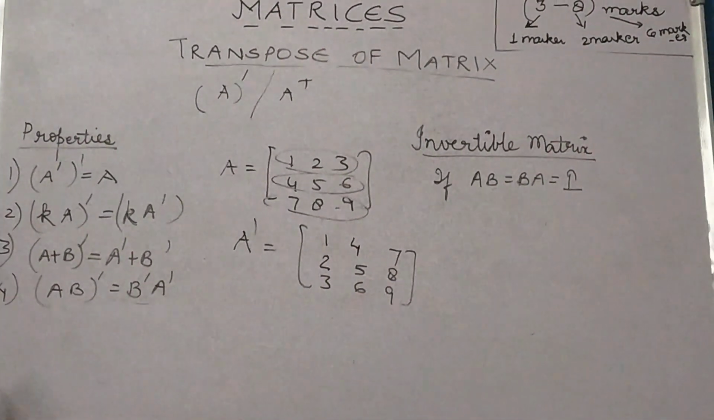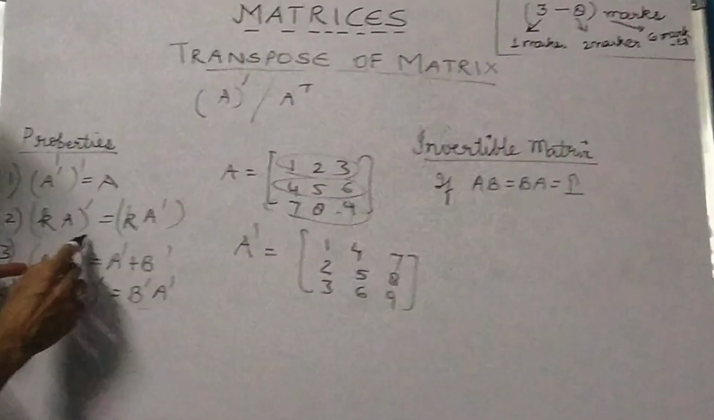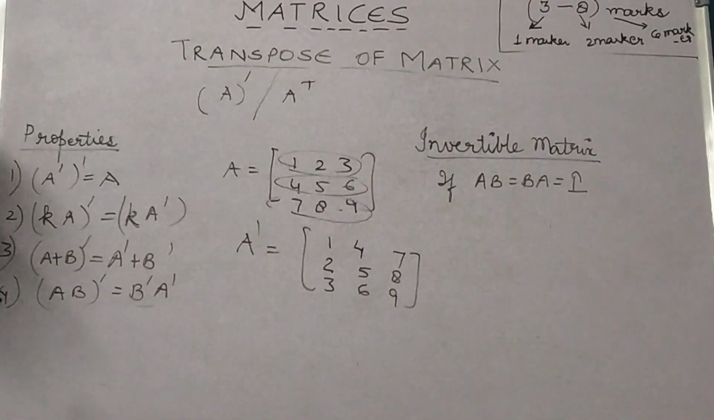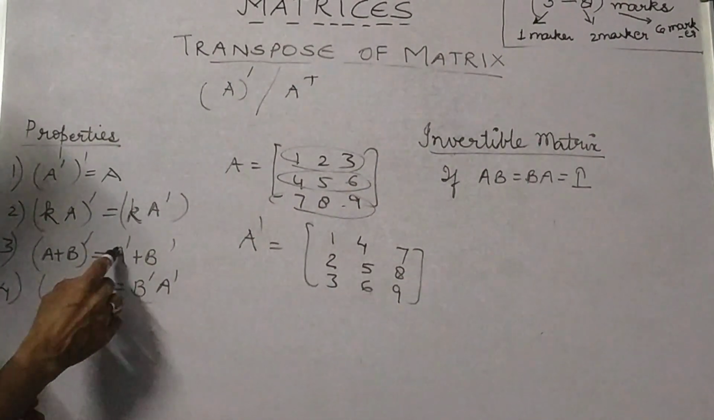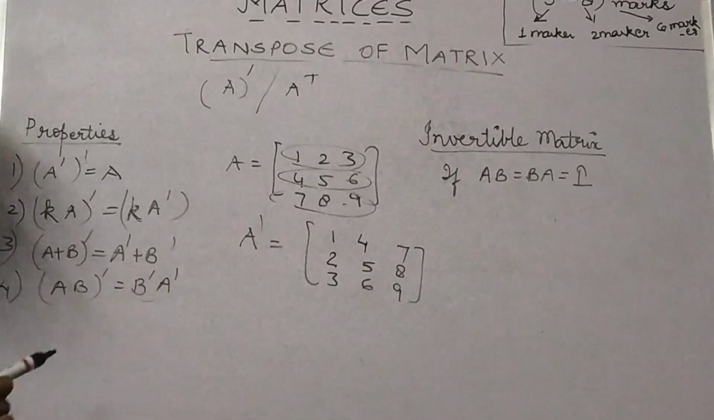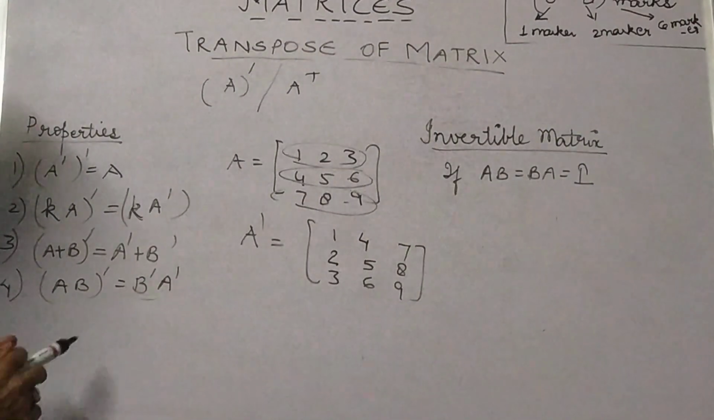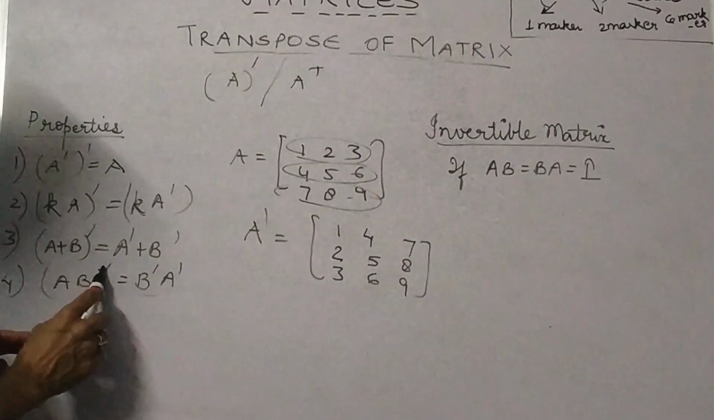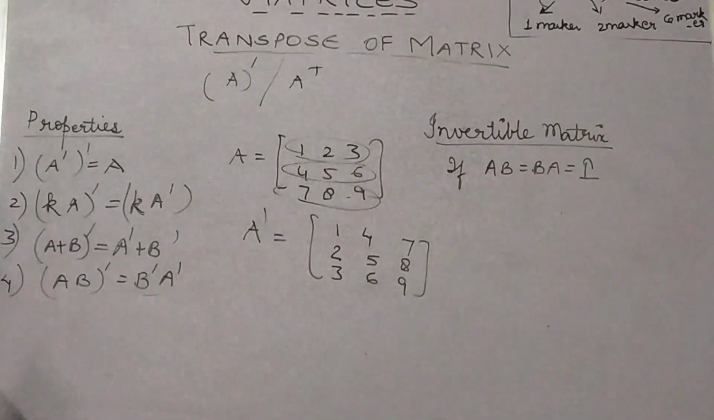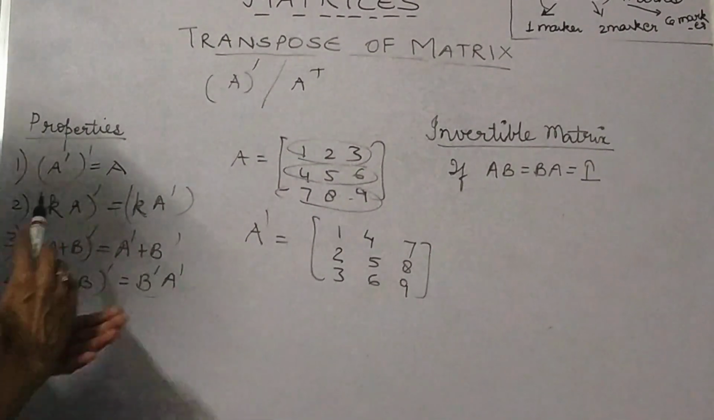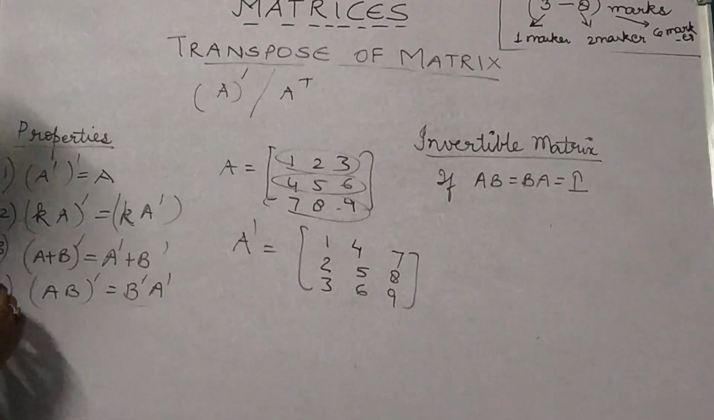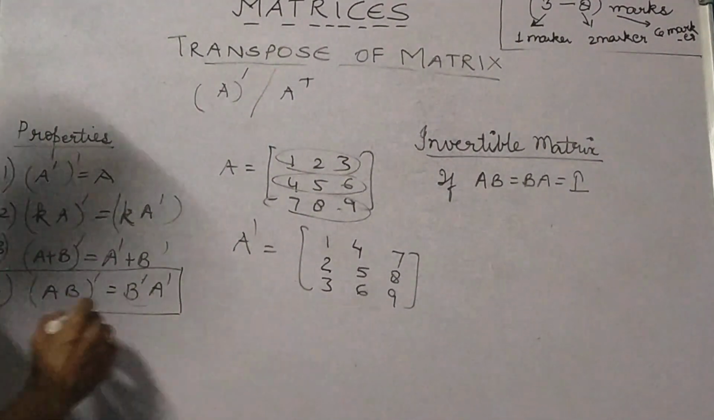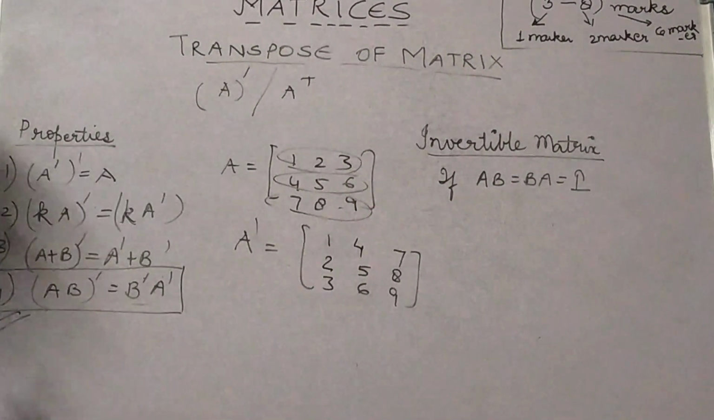Third property, if we have transpose of sum of two matrices, then it gives me the result same as if we take individual transpose of these matrices. If we have transpose of product of two matrices, then the order changes and it becomes B transpose A transpose. This is important property which you have to keep it in your mind.